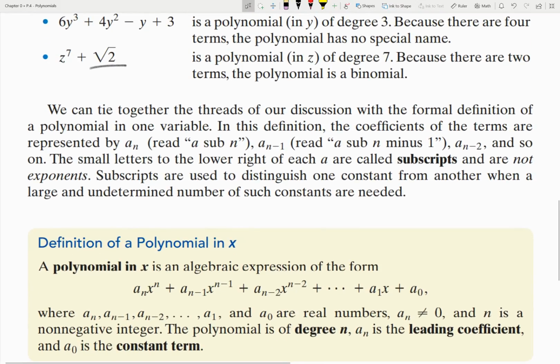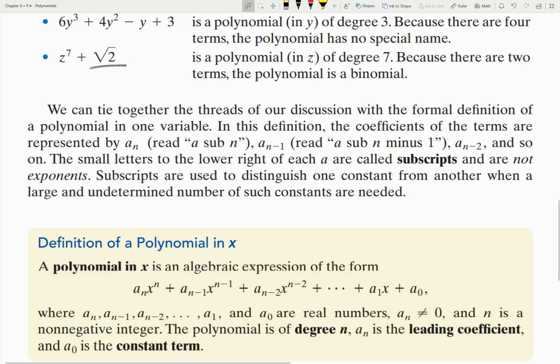I'll tie all this together with a formal definition of a polynomial in one variable. When we talk about this definition, the coefficients of the terms are represented by a sub n, a sub n minus 1, a sub n minus 2, and so on. The small letters to the lower right of each a are called subscripts and are not exponents. That is a very common mistake.